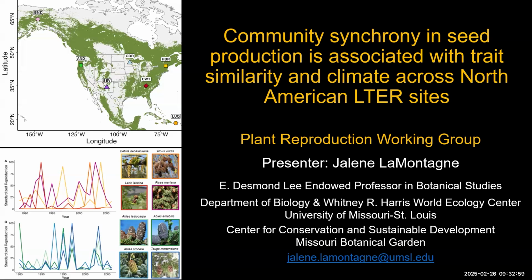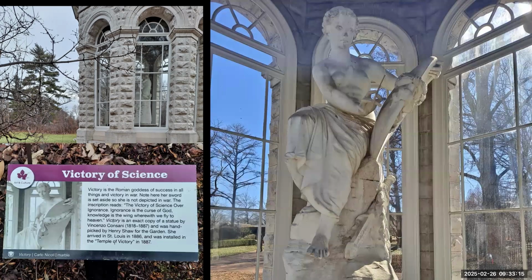And so I wanted to start with just telling you a little bit about one day recently, I was walking through the Missouri Botanical Garden and a sign caught my eye as I was going to my office that said Victory of Science. And we sort of zoom in on that sign. It says the Victory is the Roman goddess of success in all things in victory and war. Note here her sword is set aside so that she is not depicted in war. The inscription reads, the victory of science over ignorance. And I just thought that was a lovely sentiment. And we all work to pursue knowledge and keep going.